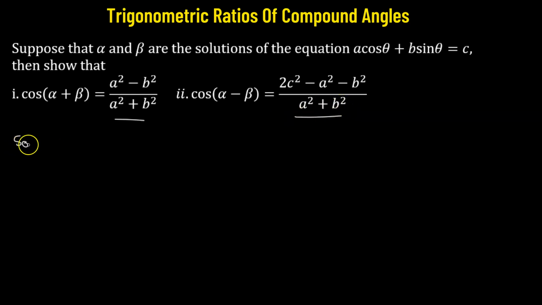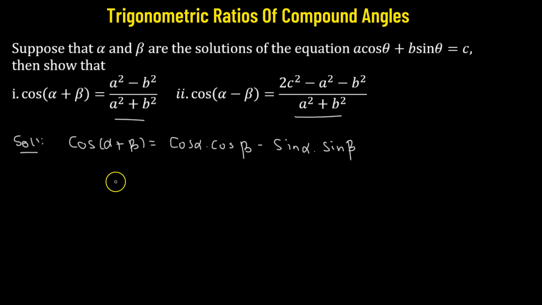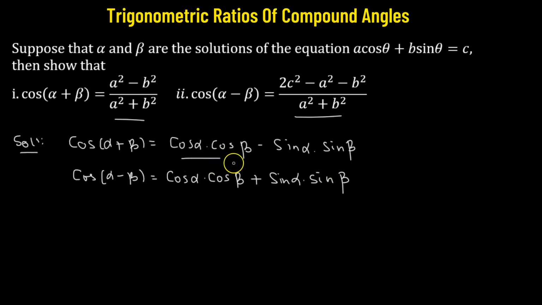So let us begin. Before beginning, let's state the expansion of cosine of alpha plus beta, because that's a standard formula. That's cosine alpha times cosine beta minus sine alpha times sine beta. And if we want to expand cosine of alpha minus beta, that equals cosine alpha times cosine beta plus sine alpha times sine beta. Now our goal will be to find the product cosine alpha cosine beta and the product sine alpha sine beta. For this, we're going to take the help of this particular equation.